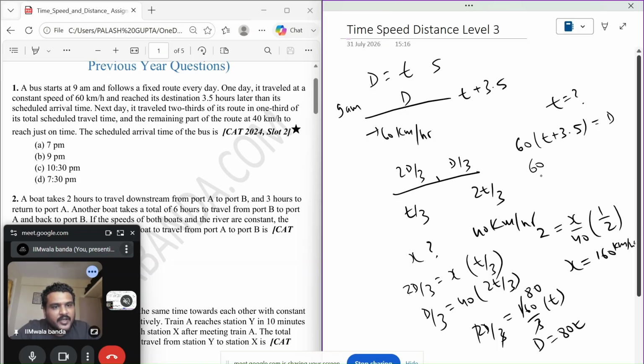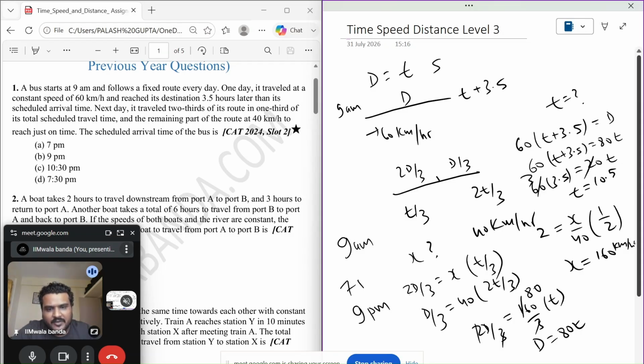Put it here. So 60 times (t plus 3.5) is 80t. 60t, it will come here. It will become 20t. And this will be 60 into 3.5. This is 210. So t will be 10.5. Now that I know t, I can find out, if you start at 9 a.m. and it has been 12 hours, it would be 9 p.m. But it is 10 hours, so 7 p.m., and 10.5 hours, so 7 p.m. plus half, or 7:30 p.m. Option number D.